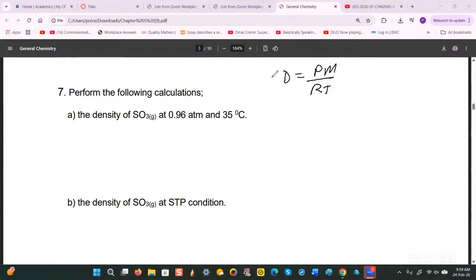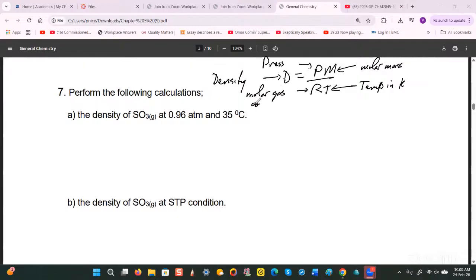So D is the density. P is the pressure. M is the molar mass. And T is the temperature in Kelvin. And of course, we know what R is. R is the molar gas constant, which doesn't change. Okay, so basically, we can apply this equation to answer this question.